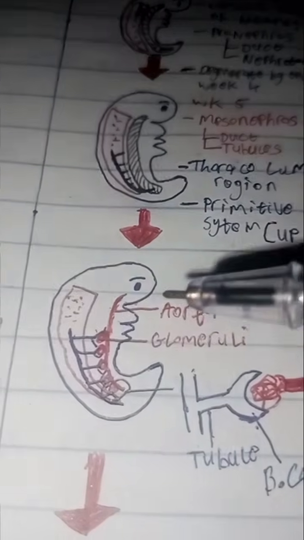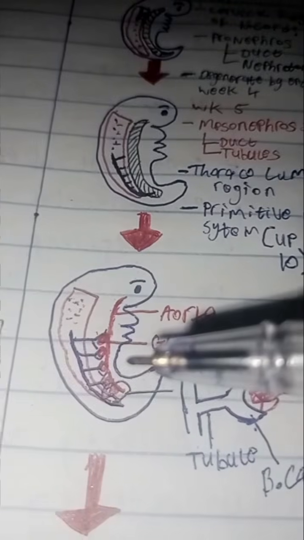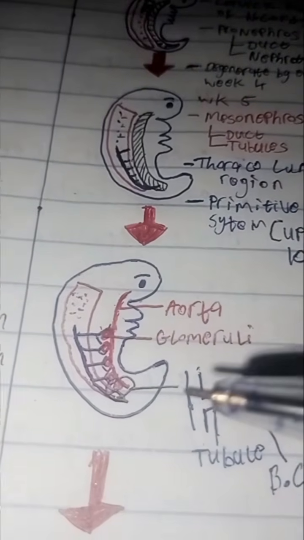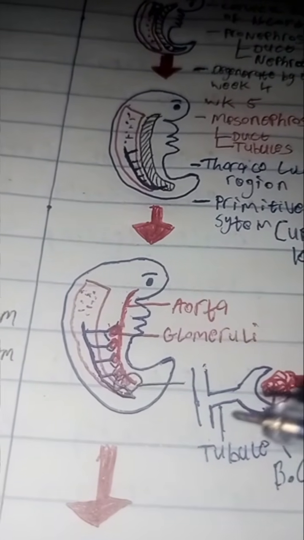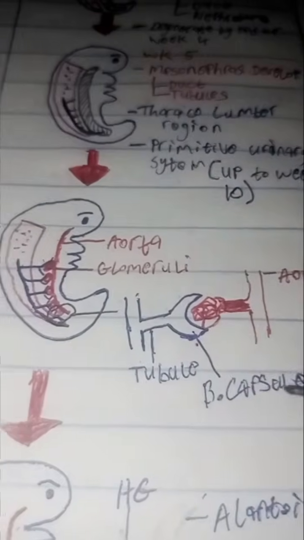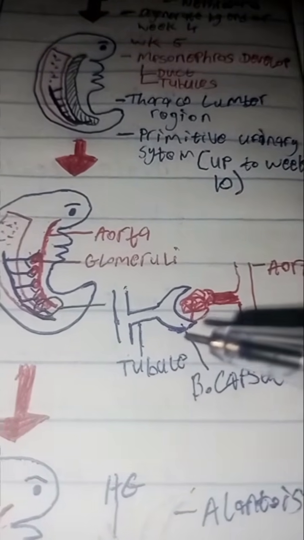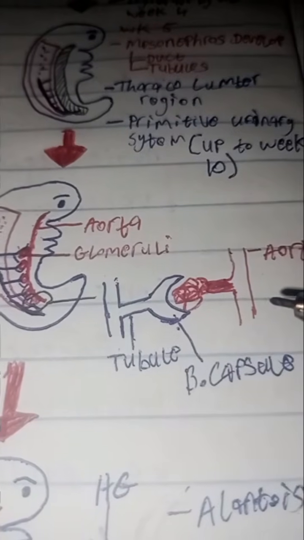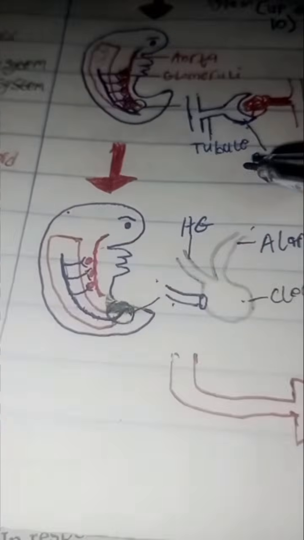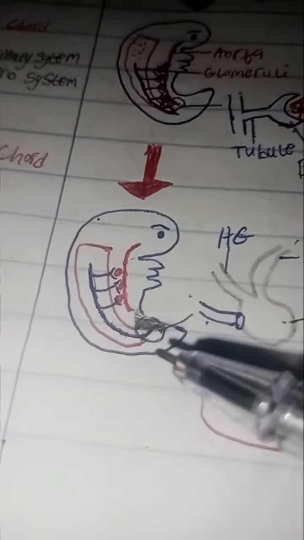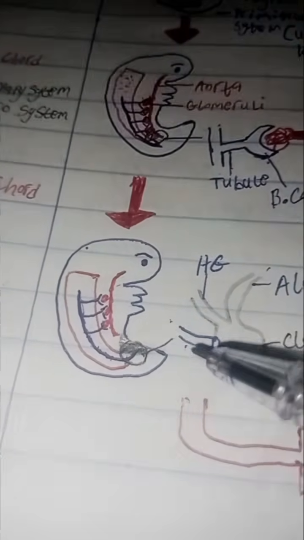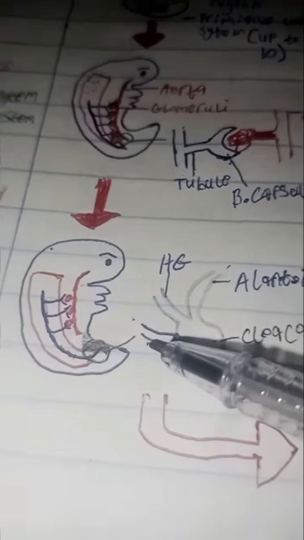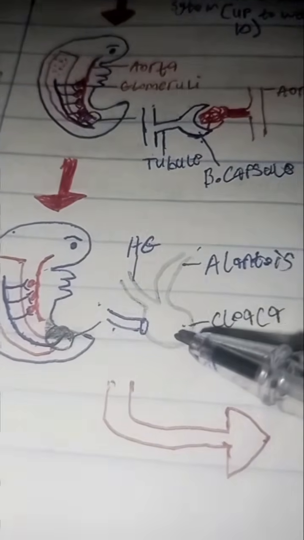Now, here we can see the duct connected to the aorta. Now, through angiogenesis, the aorta develops glomeruli, which are capillaries. So we can see a primitive urinary system here. A tubule forms a Bowman's capsule connecting to the glomeruli from the aorta and starts filtration. Then here we can see this primitive urinary system draining into the cloaca. So we can see the mesonephros here, the hindgut, and the cloaca.